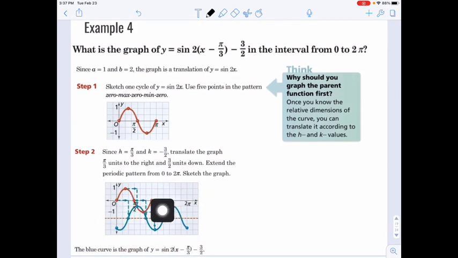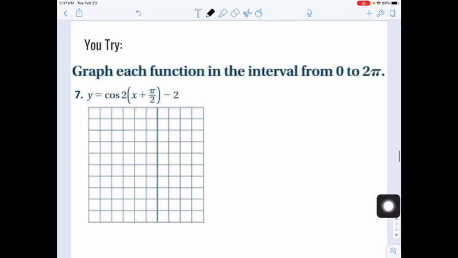Their graph is a little more spread out, so it's a bit easier to see the translation to the right pi over 3. And now I would like you to try number 7. Graph each function in the interval from 0 to 2 pi. y equals cosine of 2 times x plus pi over 2 minus 2.